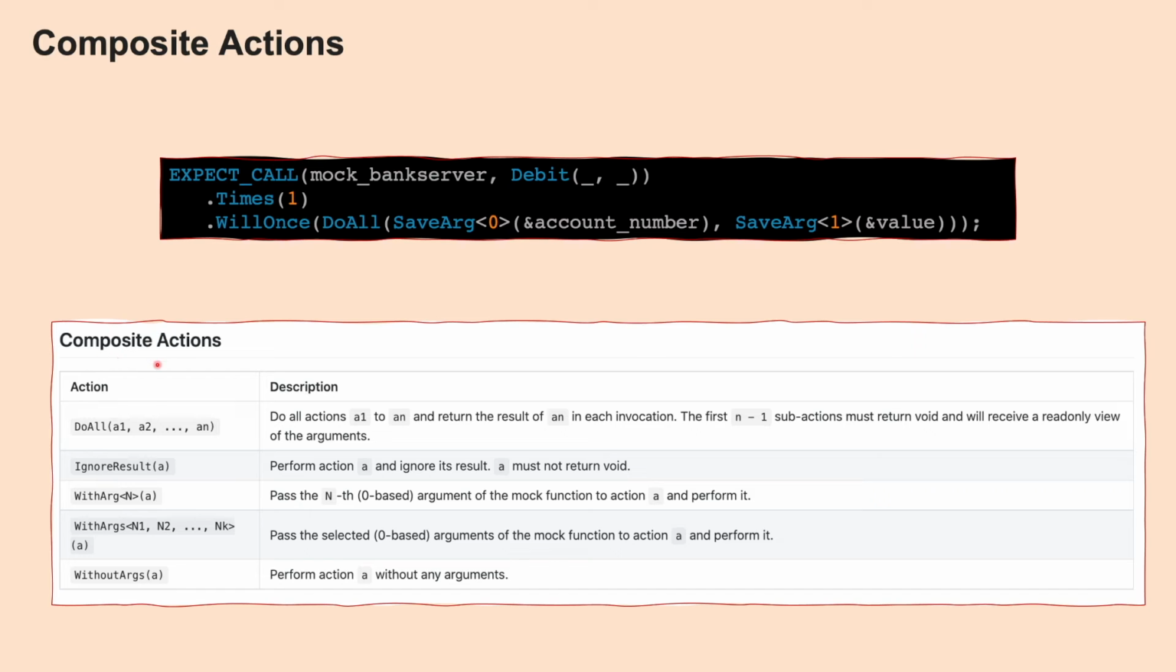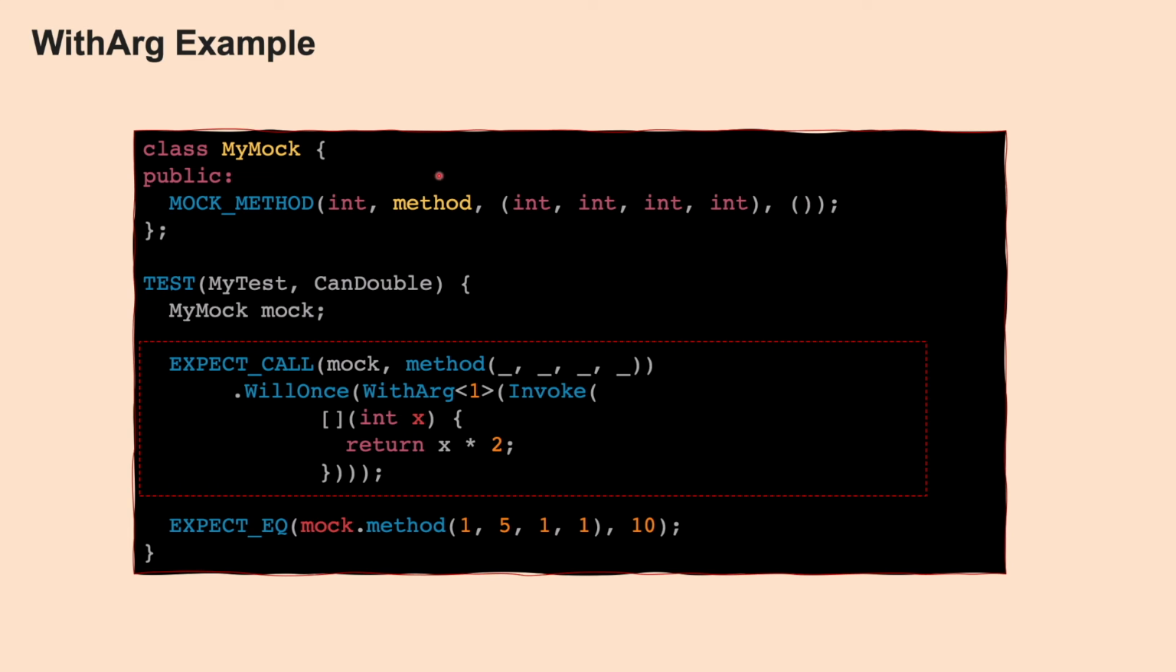Here are other composite actions. Again, I invite you to look at the documentation for details. However, I will show you guys some more examples. Suppose I have a mock method that takes 4 parameters. And my goal is to multiply the second parameter and return that as a result of this call. So I can say expect this method to be called with any parameter. Once that was called, take argument 1, which is the second parameter here, pass it to the function that this invoke is specifying, which is a lambda function that takes one parameter, namely the one that we specified here, and multiply that by 2 and return it.